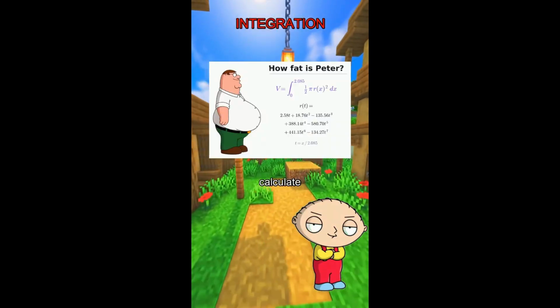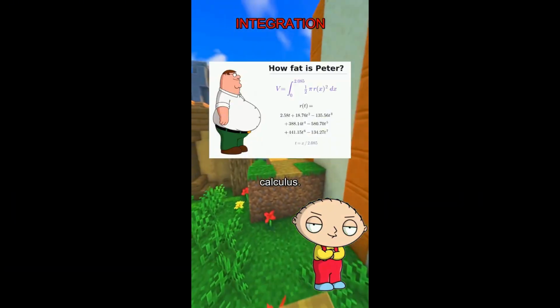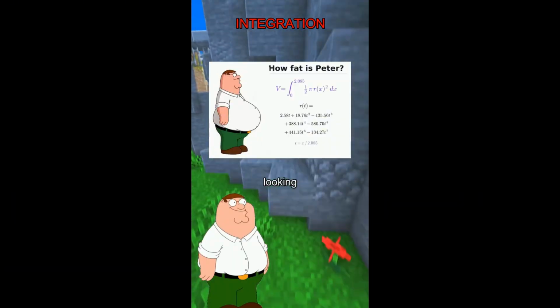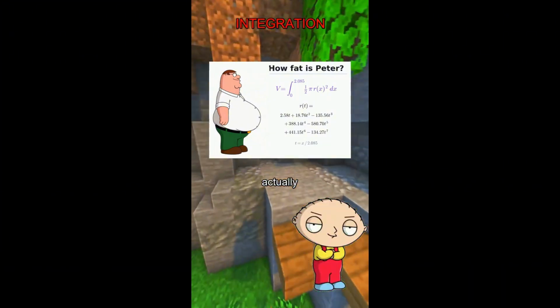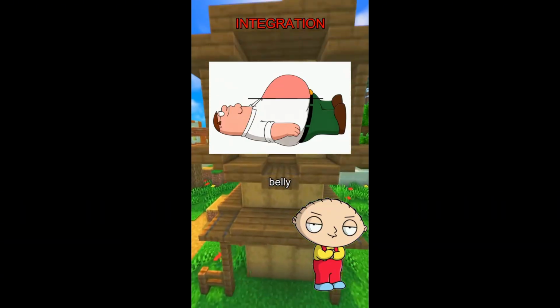Peter, today we're going to calculate your excess belly fat using integral calculus. Whoa, Stewie, I don't remember looking that fat. That's gotta just be a bad photo, right? No, that's definitely how you actually look. First, let's isolate the excess belly fat. We'll draw a cutoff line where your belly should be, and everything above it is colored in red. Okay, geez, man, no need to rub it in with the graphic.